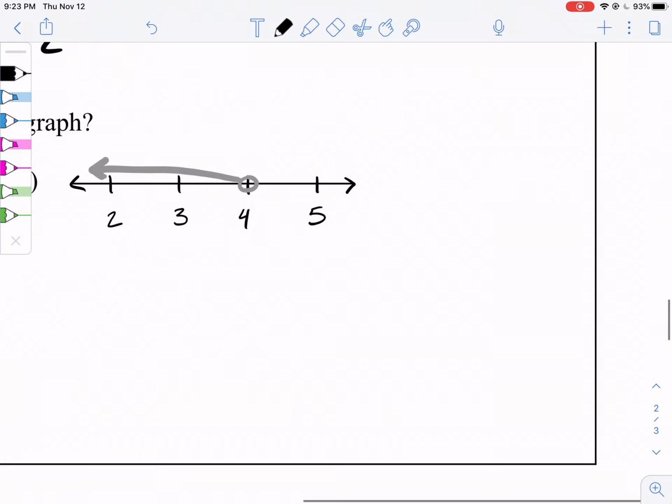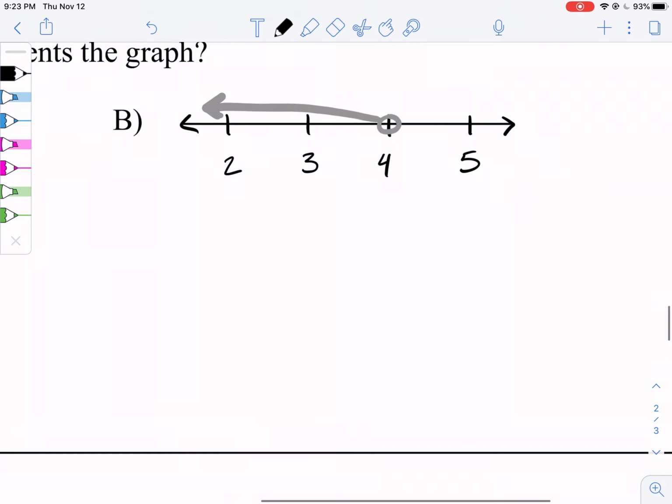Ta-da! Now this one. Our number here that's important is 4. So we know that 4 is important. And 2 is less than 4. 3 is less than 4. Or you could say 4 is greater than 3. 4 is greater than 2. So 4 is going to be greater.